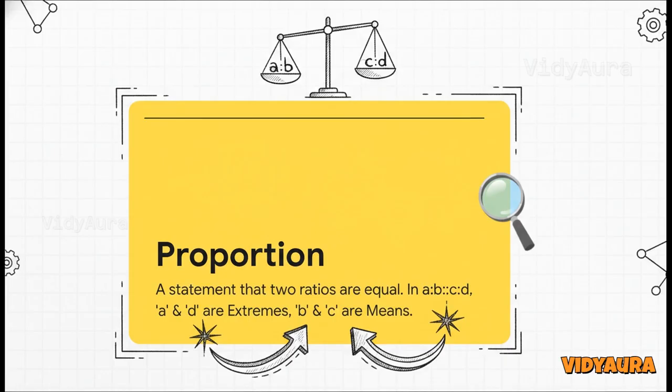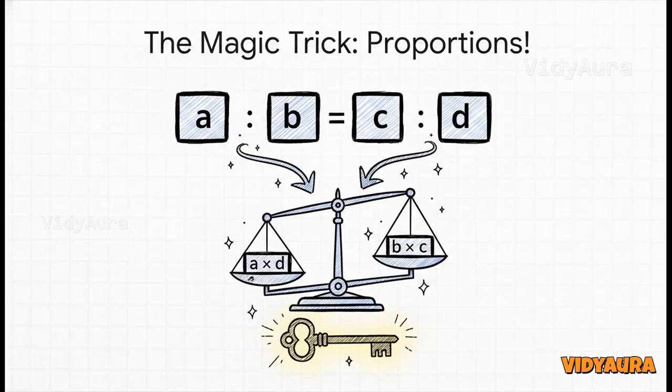Now the two numbers on the very outside, A and D, we call those the extremes. And the two on the inside, B and C, those are the means. You're going to want to remember those terms. Because here comes the magic trick. This is so cool. In any true proportion, if you multiply the extremes, the two outside numbers, you will get the exact same answer as when you multiply the means, the two inside numbers. This little rule is the key to solving all kinds of problems.